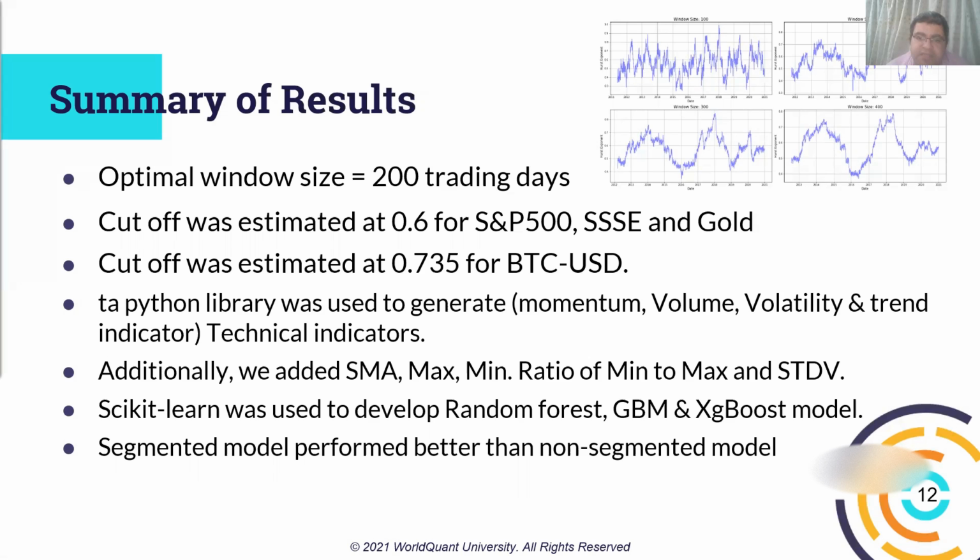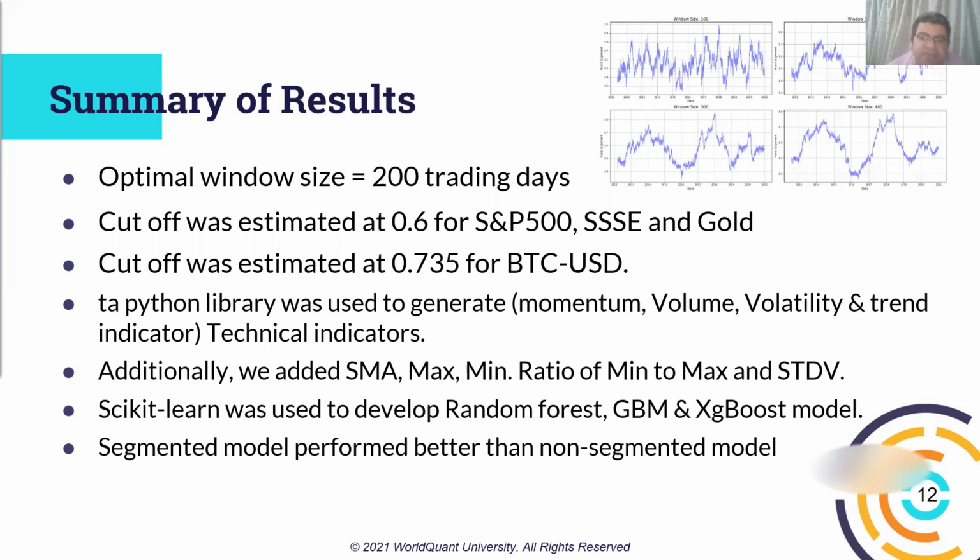After that, we plotted the trend ratio variable and zero crossing rate variable, and then estimated the threshold for the Hurst exponent as 0.6 for gold, S&P 500 and SSE, and 0.735 for Bitcoin. Among these assets, we found that Bitcoin is behaving most differently since it is a new emerging asset.